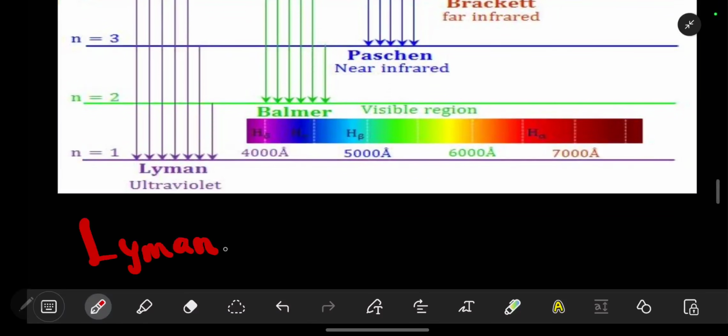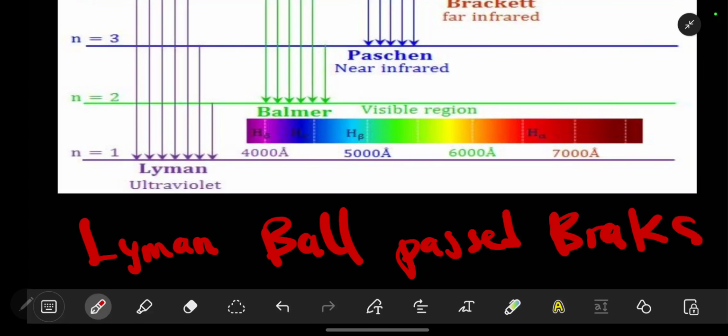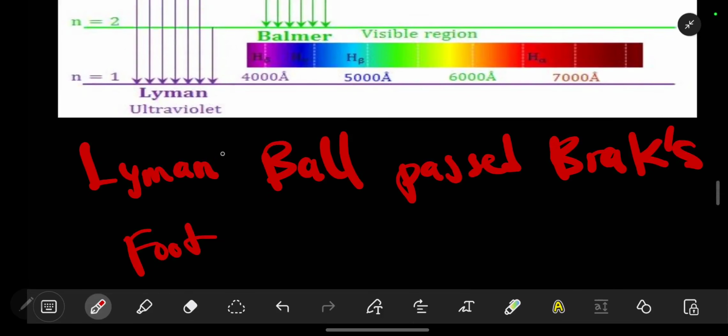Lyman's, Bohr, past, Brack's, foot. So we have the Lyman series, the Balmer series, the Paschen series, the Brackett series, and we also have the Pfund series.